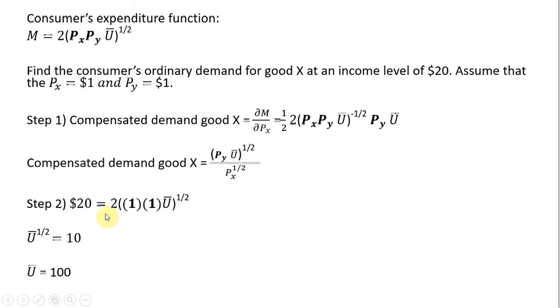Step two is to go to the consumer's expenditure function and evaluate it at $20 of income and price of good X and price of good Y at $1 each and solve for that level of utility. We do that, utility equals 100.